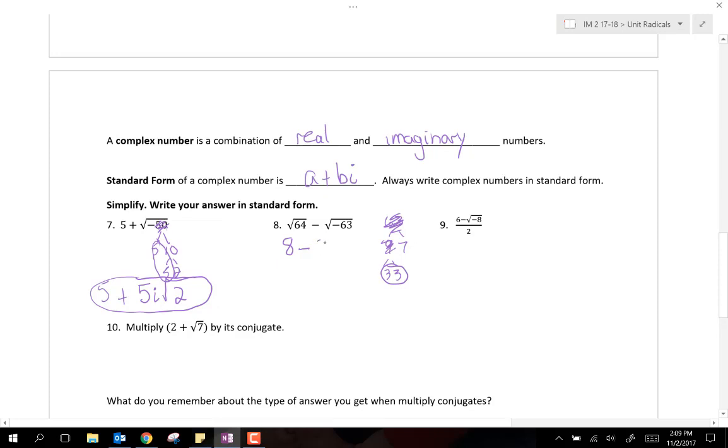So I bring out a 3 and an i, but I have a 7 left over. Again, they're not like terms, I can't combine them. Number 9.